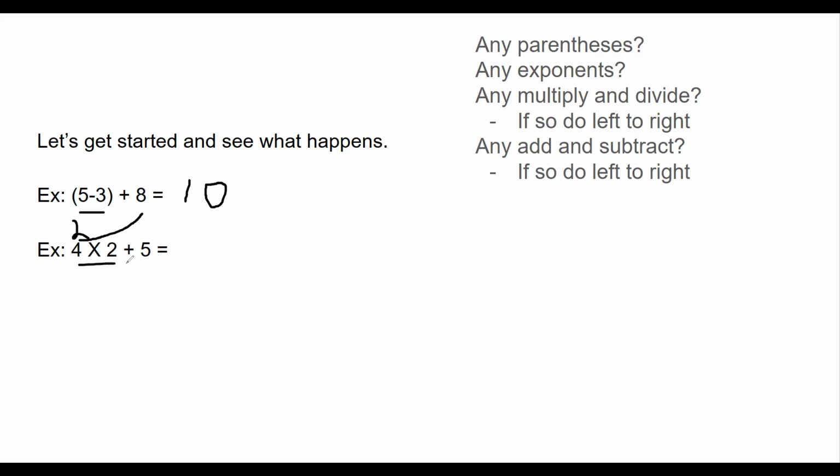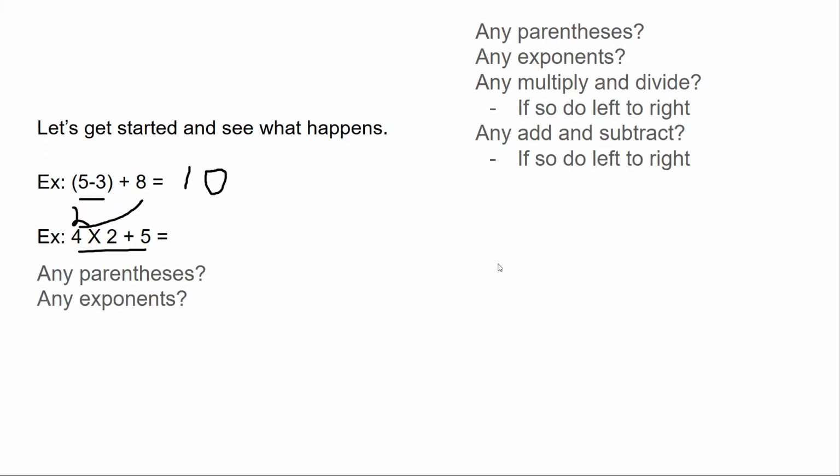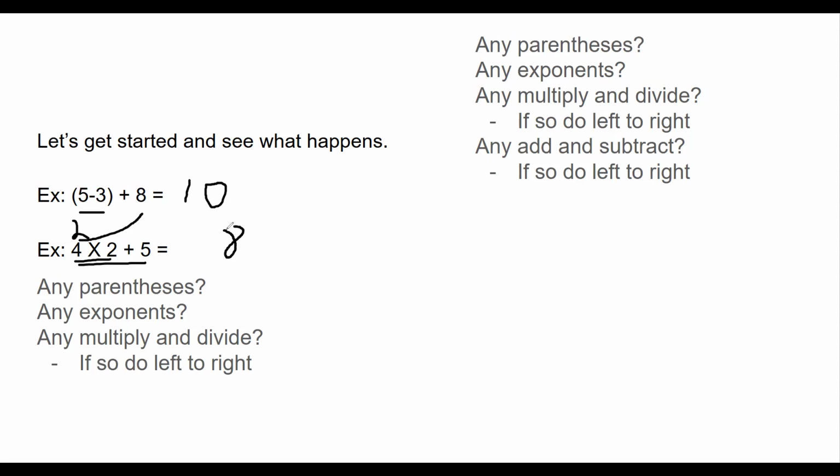All right, let's go to this one. We're going to do the same thing. Any parentheses? No. Any exponents? No. Any multiply or divide? Yes. And if so, you do it left to right. So there is a 4 times 2. So we do that first, and that's going to be 8. And then I keep the 5.